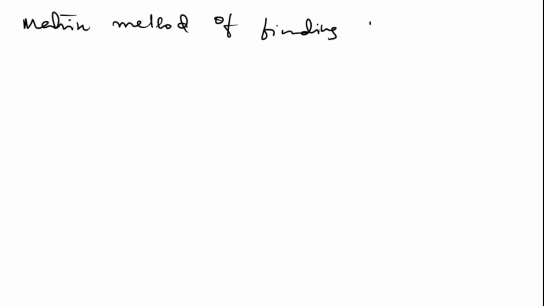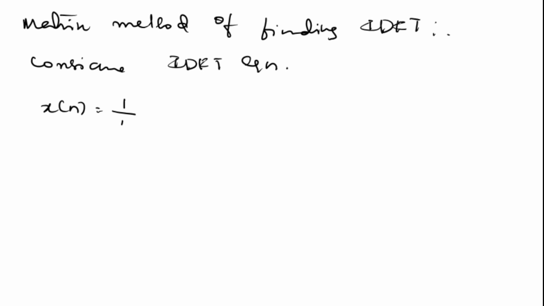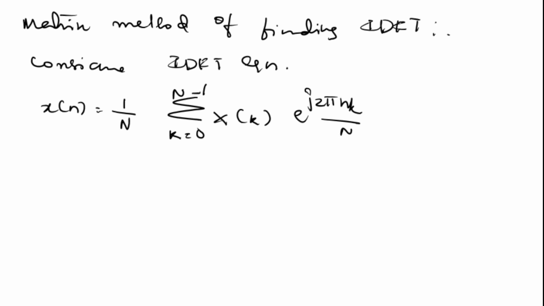Next we are going to discuss the matrix method of finding the IDFT. Now consider the IDFT equation: x of n is equal to 1 by N summation k equal to 0 to N minus 1 of X of k into e power j 2 pi nk by N, where small n varies from 0 to N minus 1.